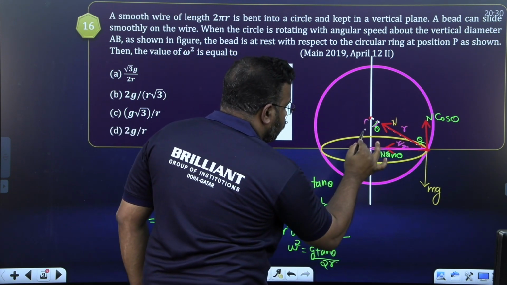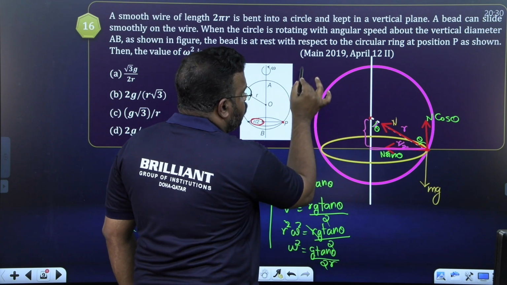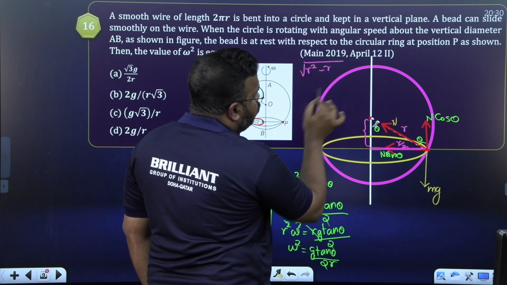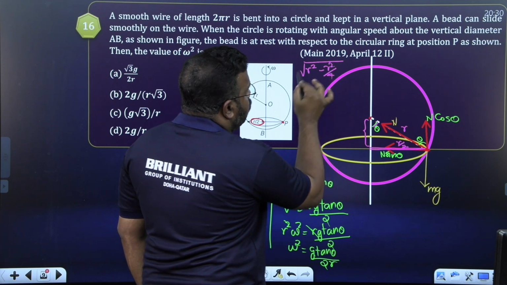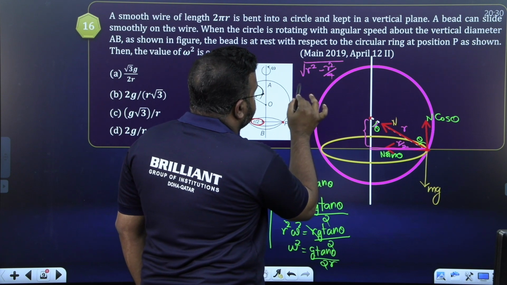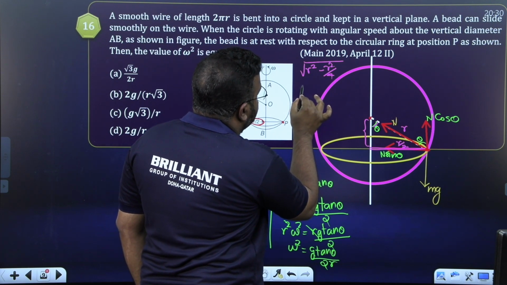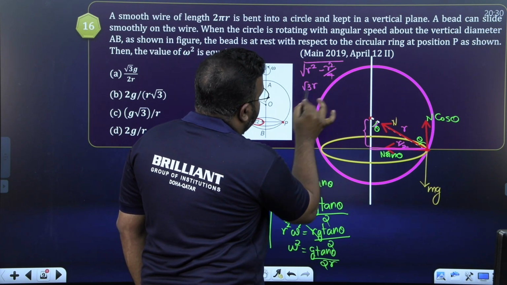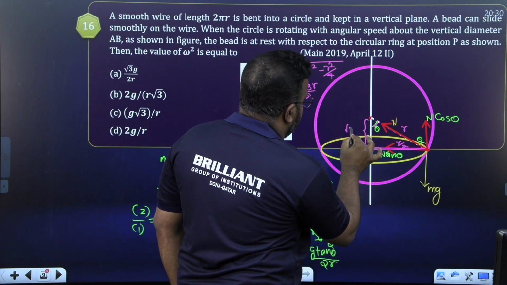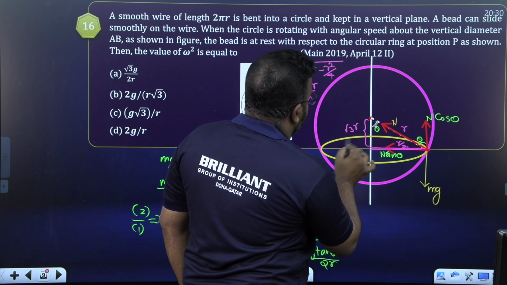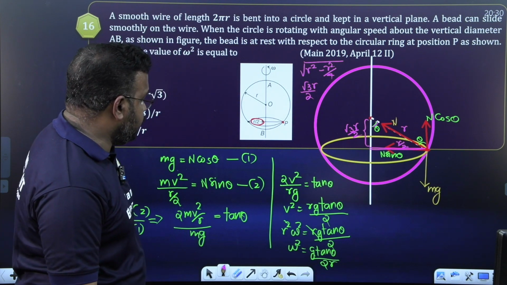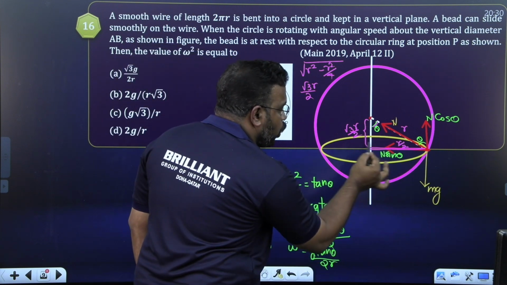So I need this one to find tan theta. How can we find that one? It will be root of r square minus r by 2 the whole square, that is r square by 4. So 4r square minus r square by 4. So root 3 r by 2. This will be the value of this one. Root 3r by 2.